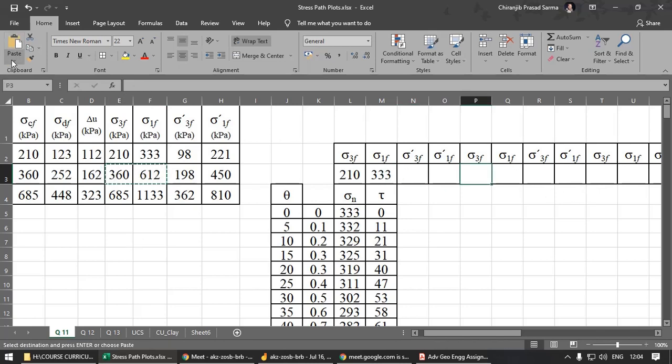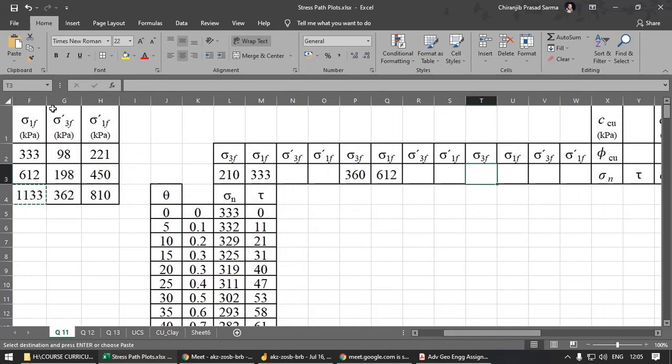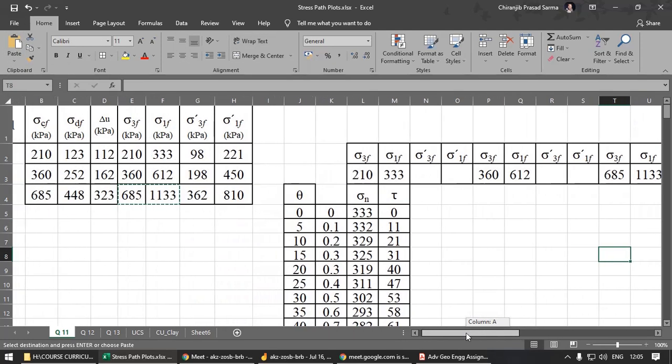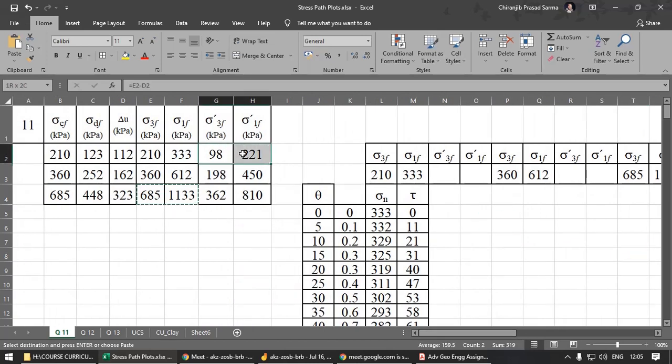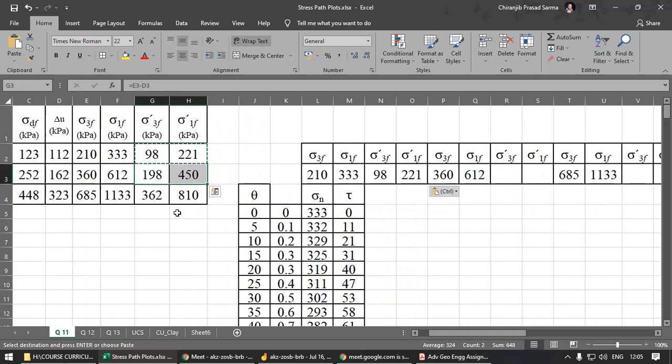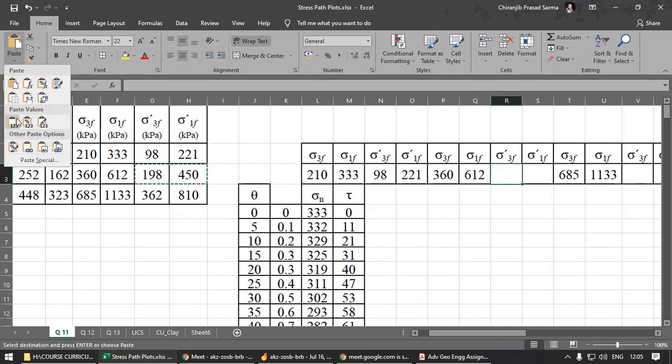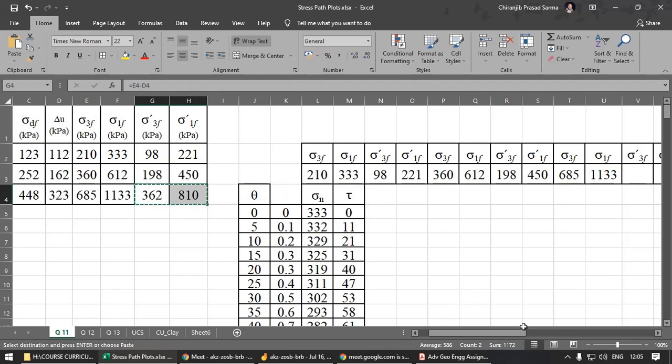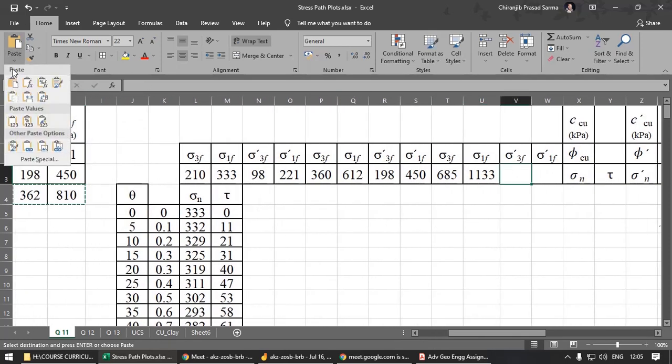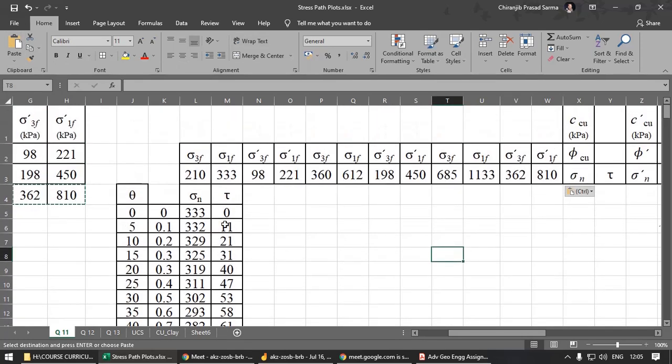So this will be here. So paste total stress. Then Control C. So here we put total stress. Then we put the effective stresses. So here, corresponding to this set of total stress, we have this effective stress. So Control C, and we have this one, effective stress. And here we put this one, and here we put this one.